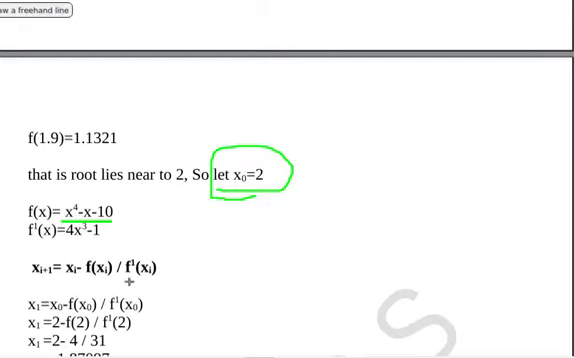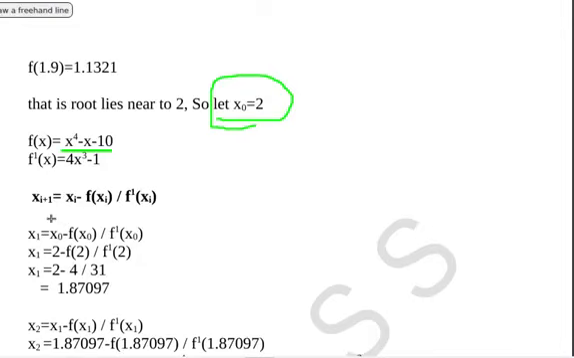To put this value in this equation, I need to find f dash x, which is the derivative of this. The derivative of x raised to n is n x raised to n minus 1, which you will be knowing. So the derivative of x raised to 4 is 4 x raised to 3, and the derivative of x is 1. So I got f dash x as 4x cube minus 1. Next, I can substitute these into the equation to get x1.